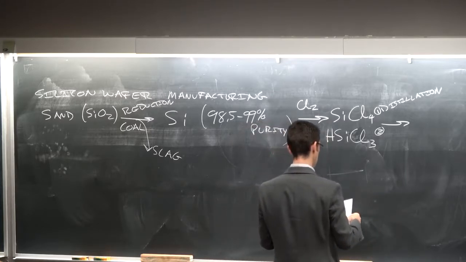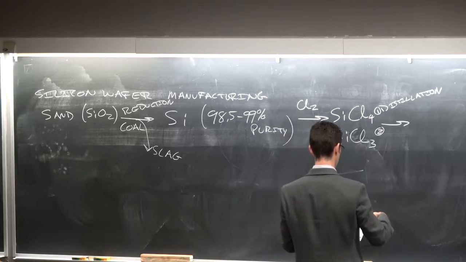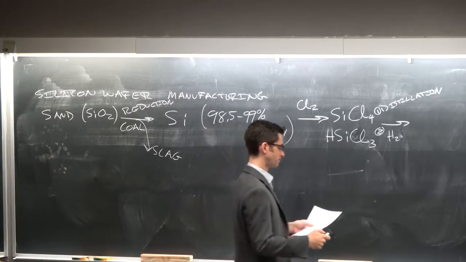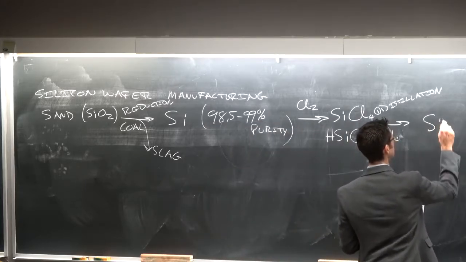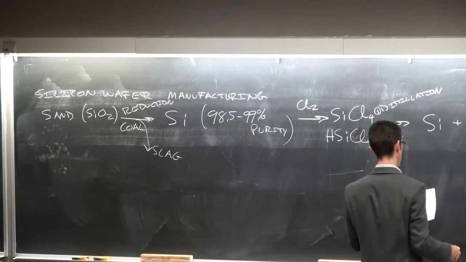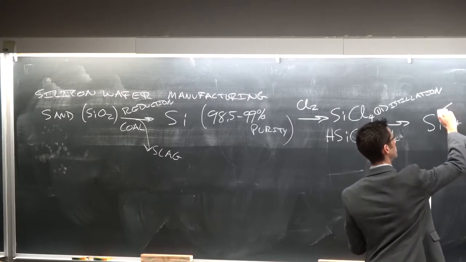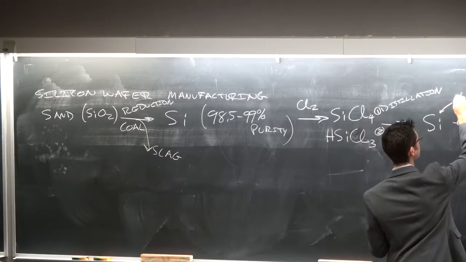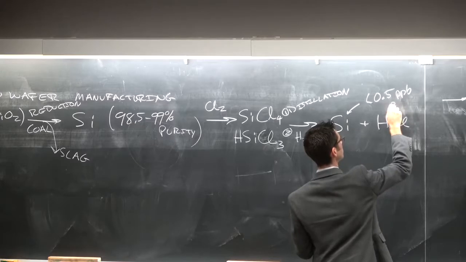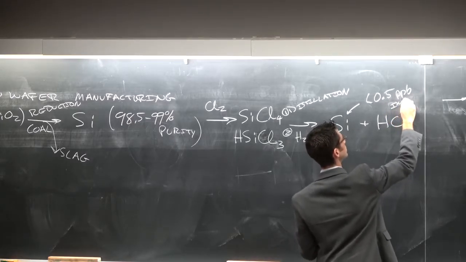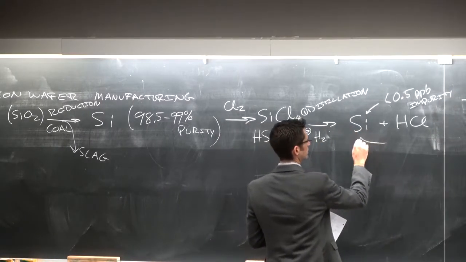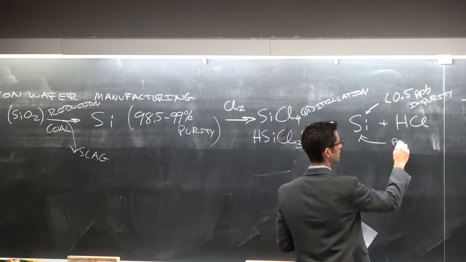And then you react it with H2, and you're back to silicon now, plus HCl, which is junk, or rather the byproduct. And this now has less than 0.5 parts per billion impurity. This is technically in the form of polysilicon.